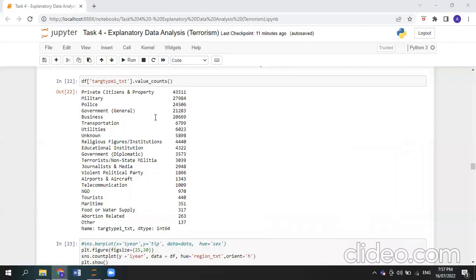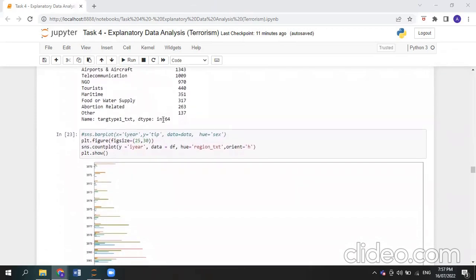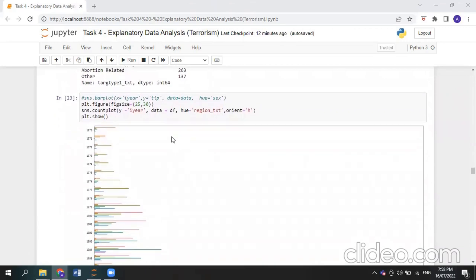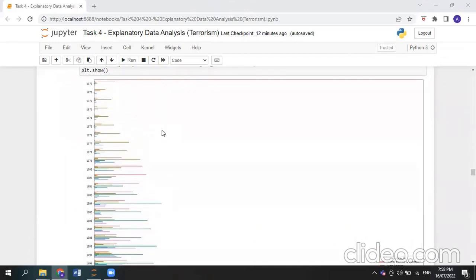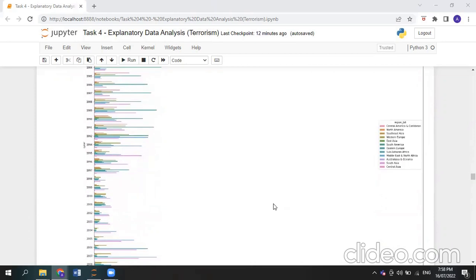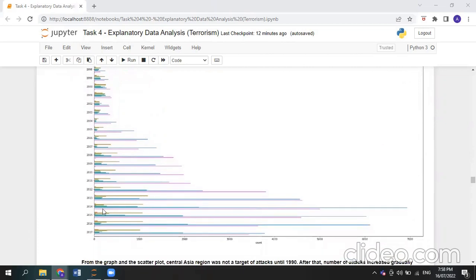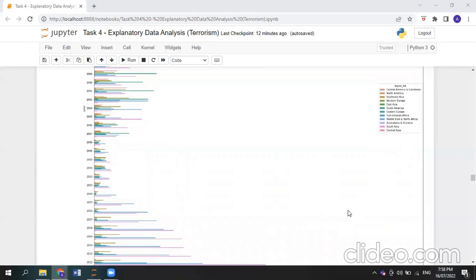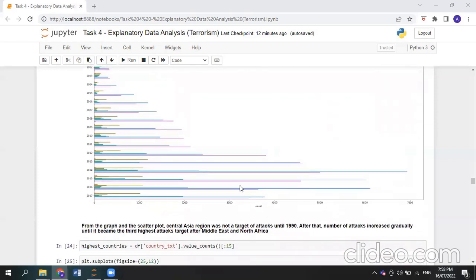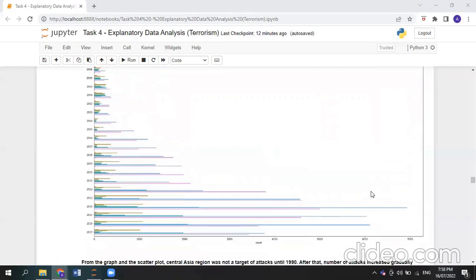Here we show the target type and the counts of each one. The highest target type is civilians, so private citizens and property are the most damaged. Here we made a horizontal orientation of each year and the region that has an attack type. In 2014, we have the highest number of attacks, in the Middle East and North Africa. 2016 was the second most, also in the North Africa and Middle East region.